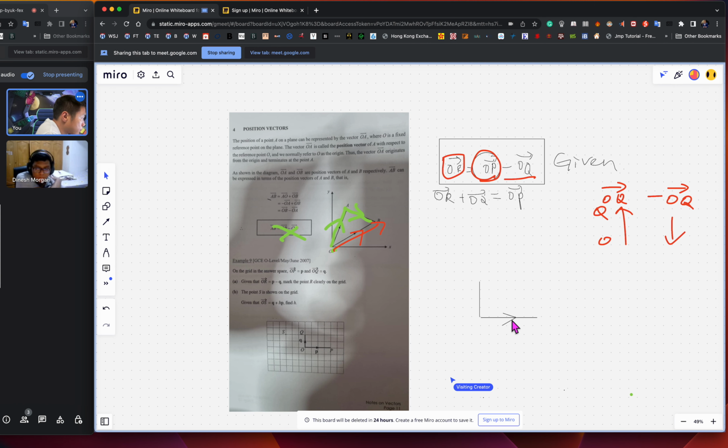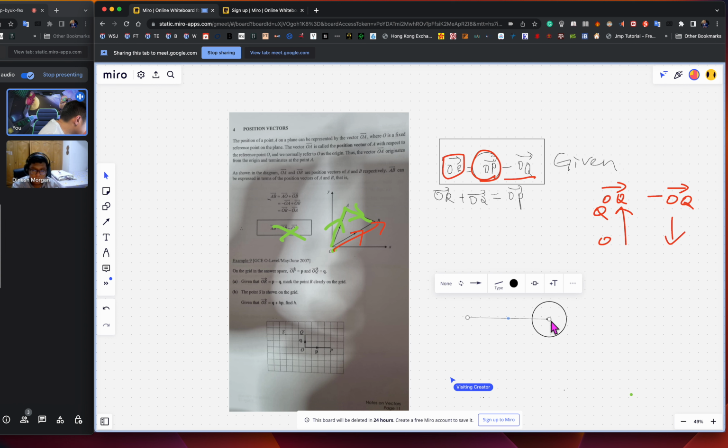So let me just get rid of all the stuff. So basically, OP is this direction. How many grid? 1, 2, 3, 4, 4. Okay, so maybe I should just get the grid out.